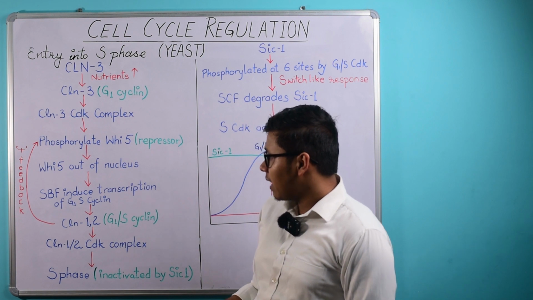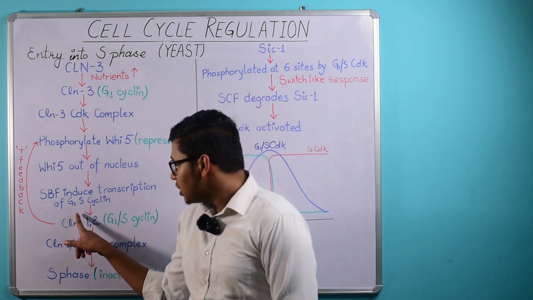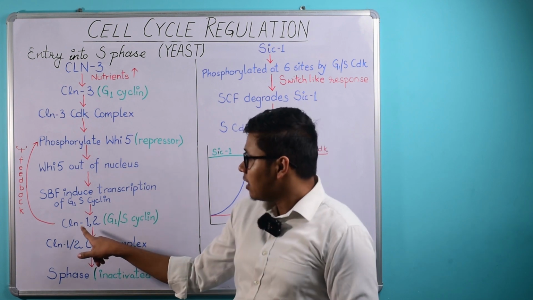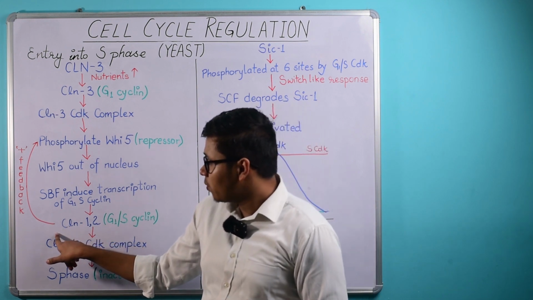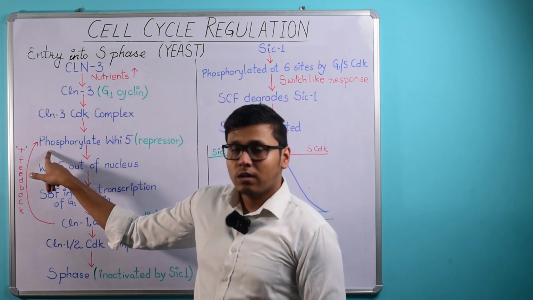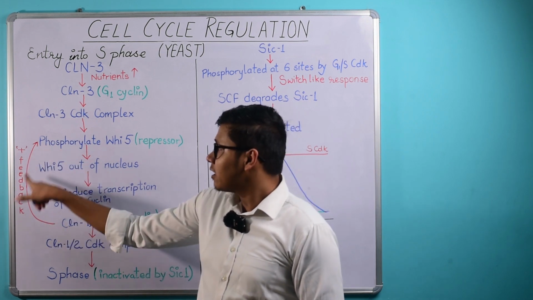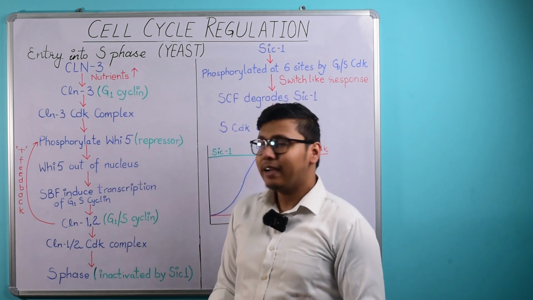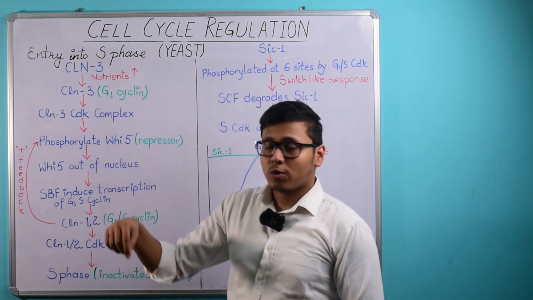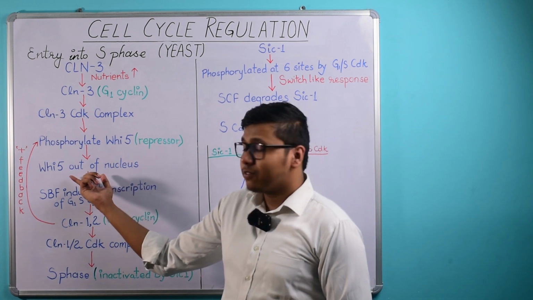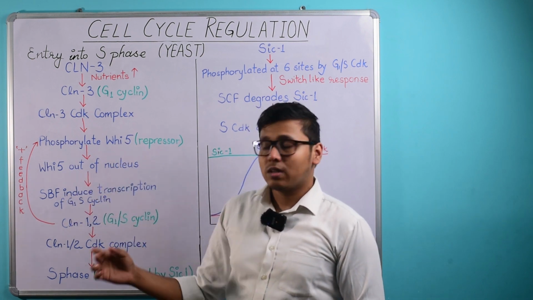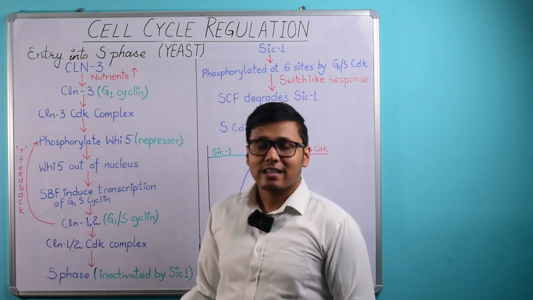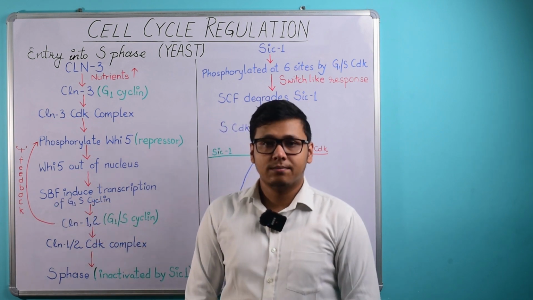One thing I left out is that when the G1/S cyclin, which is CLN1 and 2 in case of yeast, is formed, it works as a feedback loop, and it also starts phosphorylating the Whi5 protein. As a result more Whi5 is phosphorylated, Whi5 moves out of the nucleus more quickly, and the transcription of the G1/S cyclin is induced more rapidly.